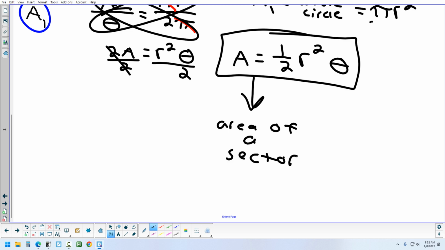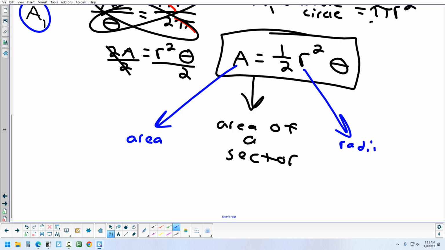So now if you see a problem in the book that involves area, you're using that. If you see a problem that involves arc length, we're using the other one. Okay, so A is area. R, what do you think R stands for? The radius, that's the size of the circle. And theta, that is my angle again.